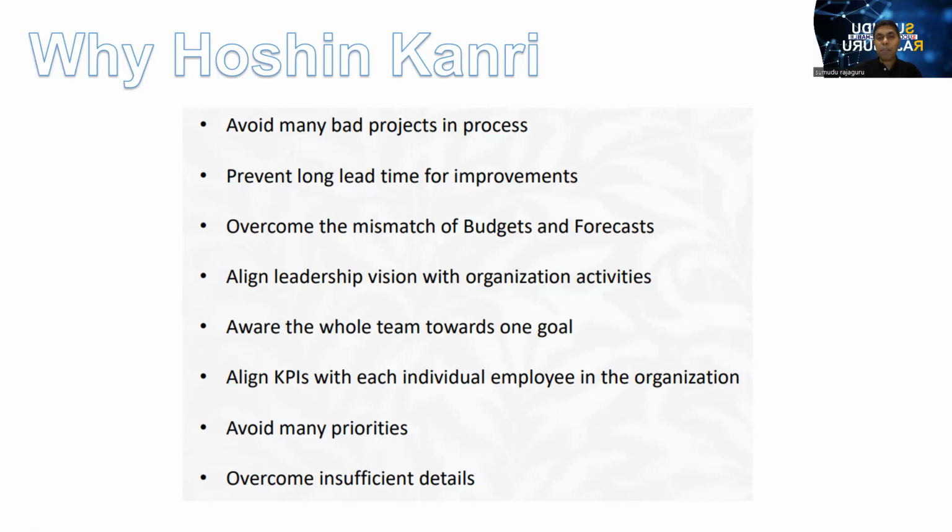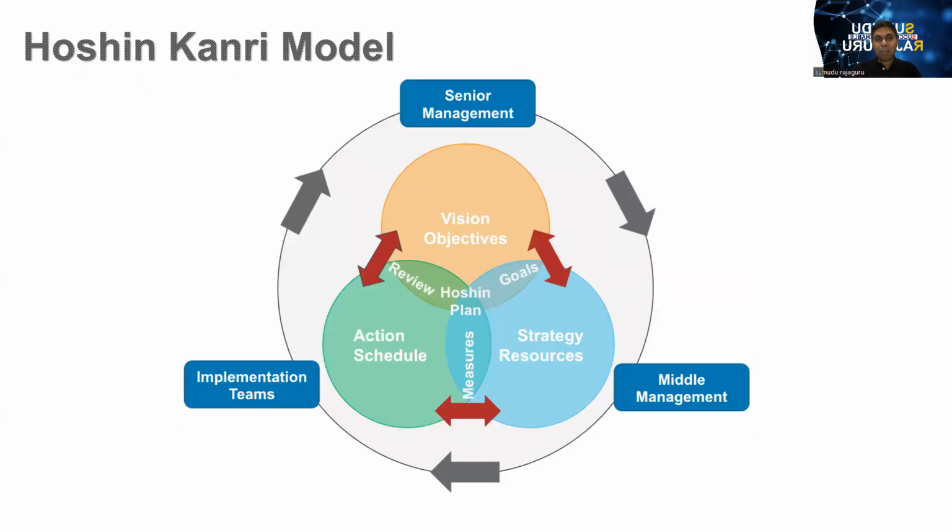Actually, I told you previously, when we prepare the Hoshin Kanri, from top to bottom, bottom to top, how the responsibilities and KPI allocations happen is very clear. So even the individual person is also responsible to achieve the organization goal. Avoid many priorities, overcome insufficient details. So these are the reasons why we want to implement Hoshin Kanri in the organization.